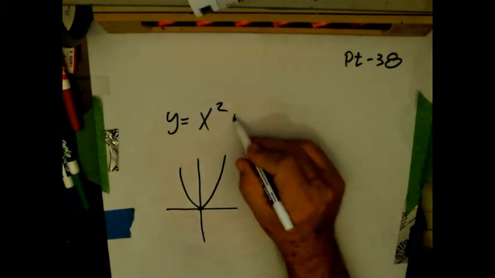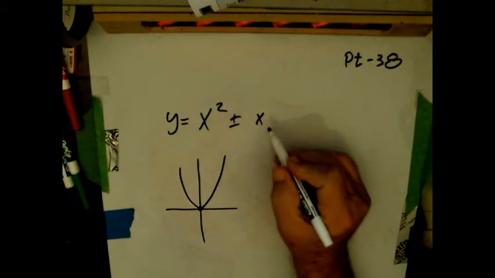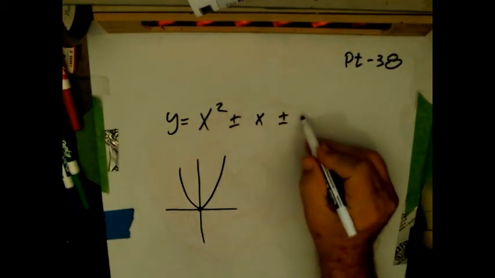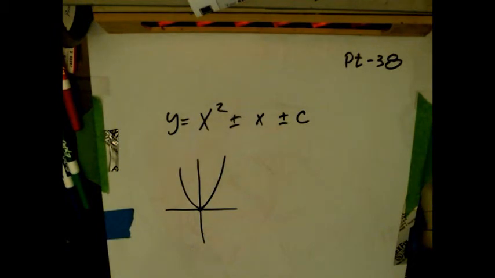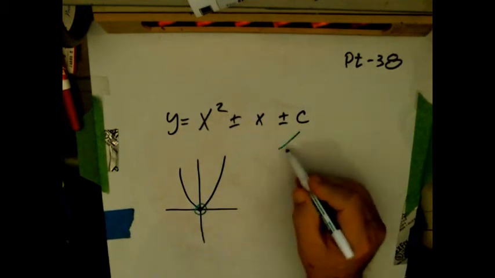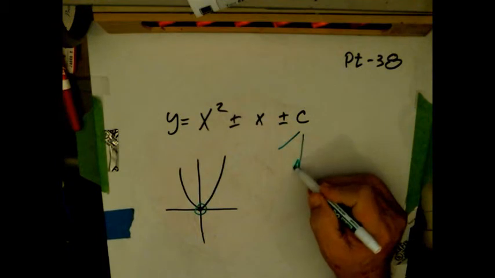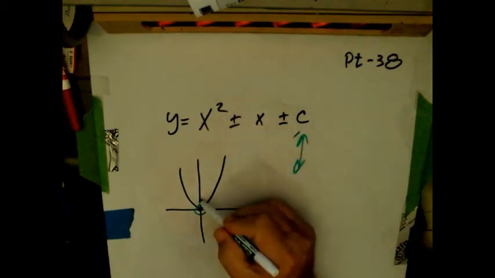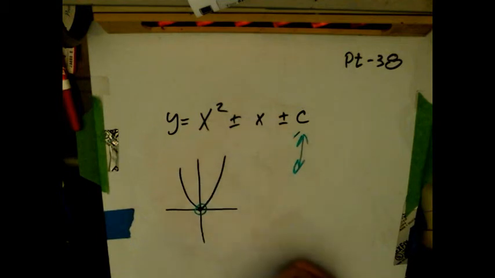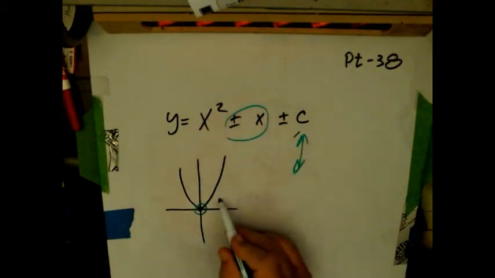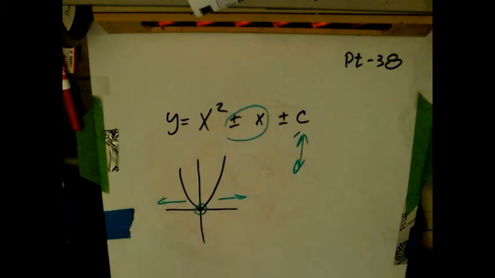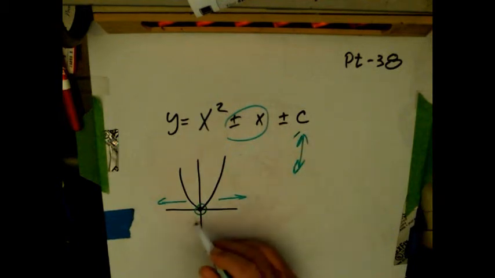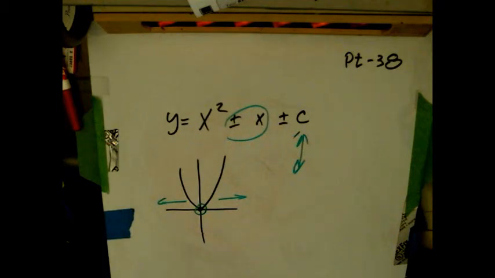If I were to add or subtract some x value, or possibly add or subtract some constant to that, that would then move this vertex point. The constant would move it up or down. This term would move my graph left or right. And so the vertex could possibly be left and up, left and down, right and up, and so it could be almost anywhere.